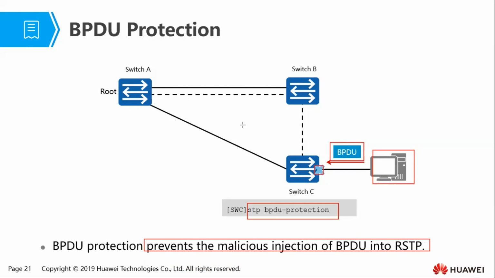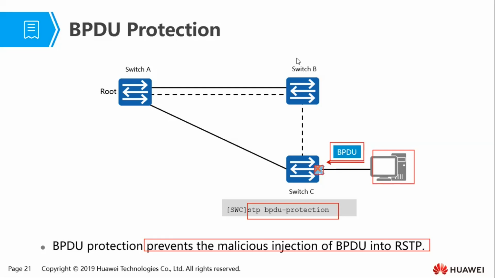We are going to have elections happening again, and we are going to have the network being down for a few seconds. So to avoid that, you configure edge ports with STP BPDU protection. Now, once that is enabled, anytime an edge port receives a BPDU, that particular edge port is going to be blocked. It's going to be shut down.